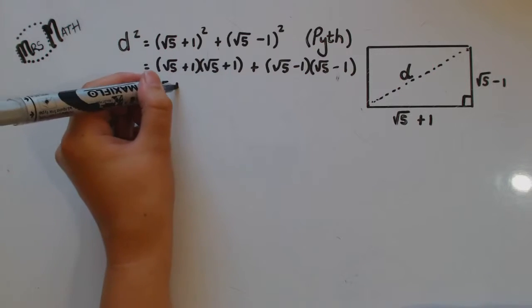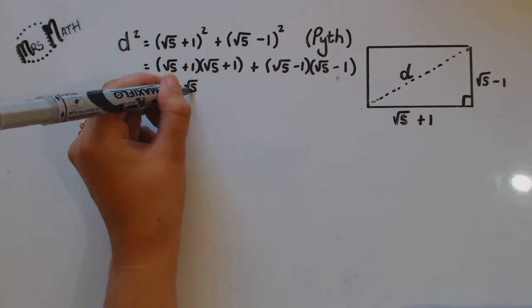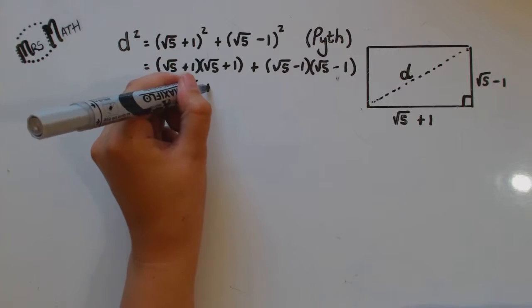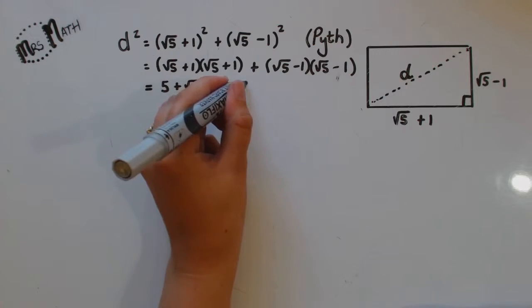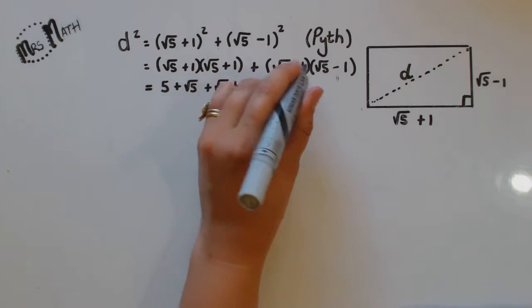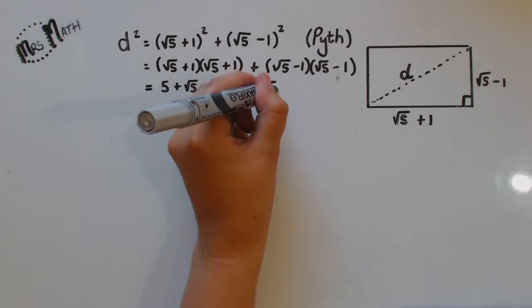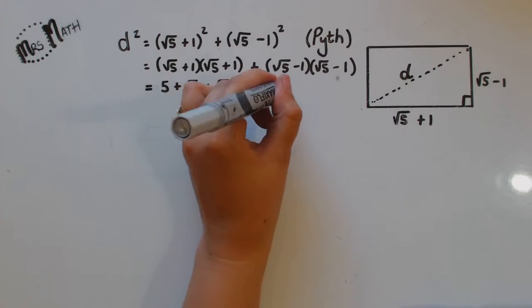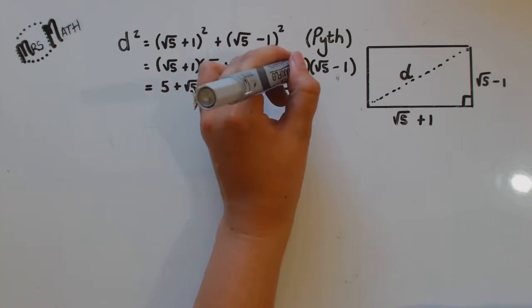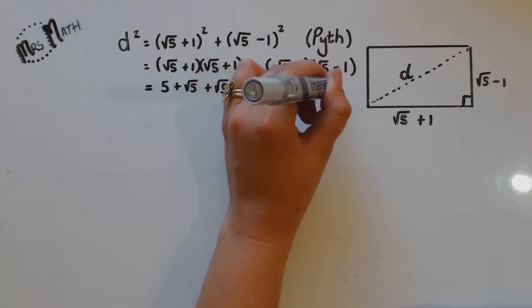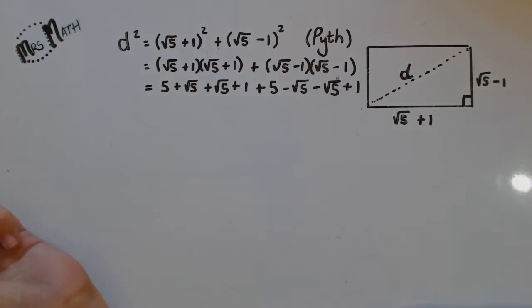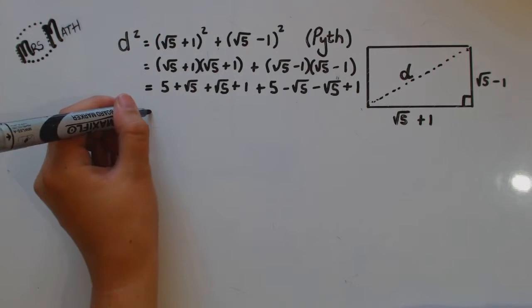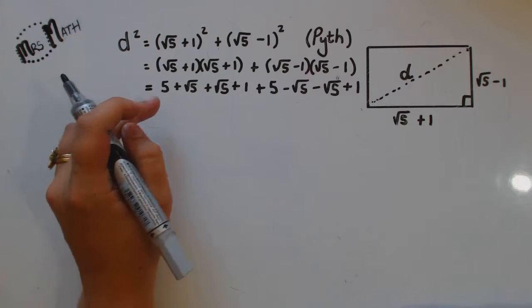Root 5 times 1 is root 5. Root 5 times 1 is root 5, and 1 times 1 is 1. And then root 5 times root 5 is 5, minus root 5, minus root 5, plus 1. Okay, and now I can count all of the like terms together.